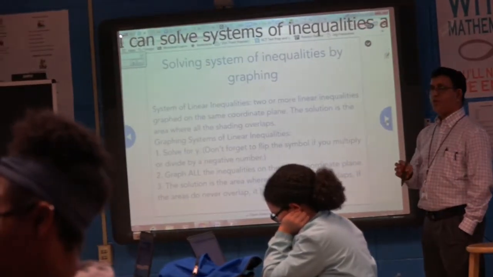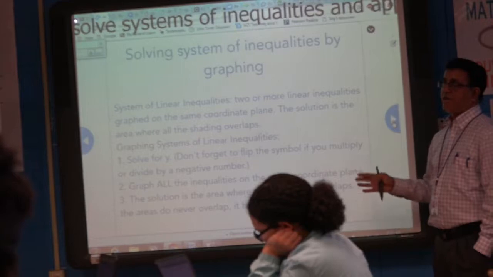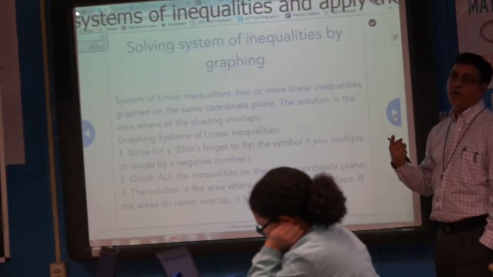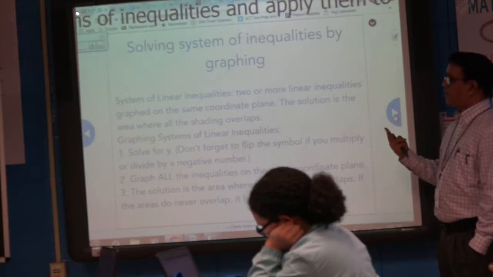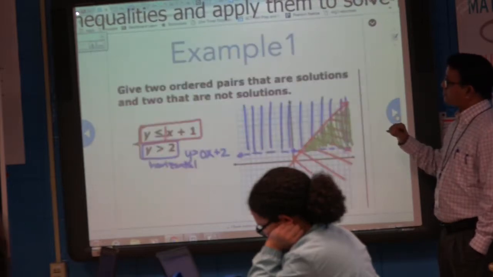This explains the process, like how you graph them. Again, it's nothing new that you have not done in terms of graphing. You already know how to graph one inequality. Now there are 2 of them. So on the same grid, you'll graph 2 inequalities, and then you'll have a common area.